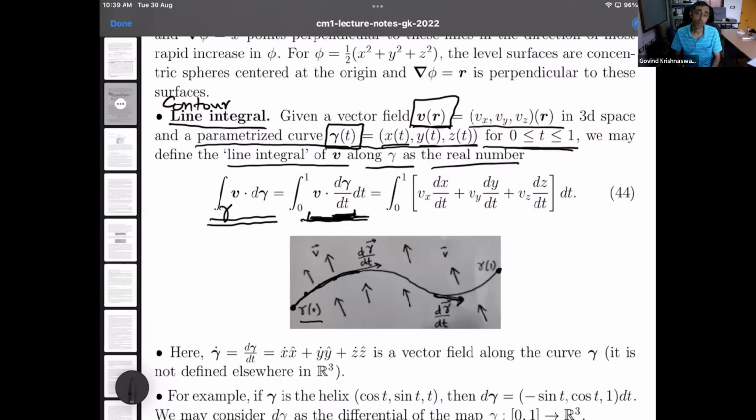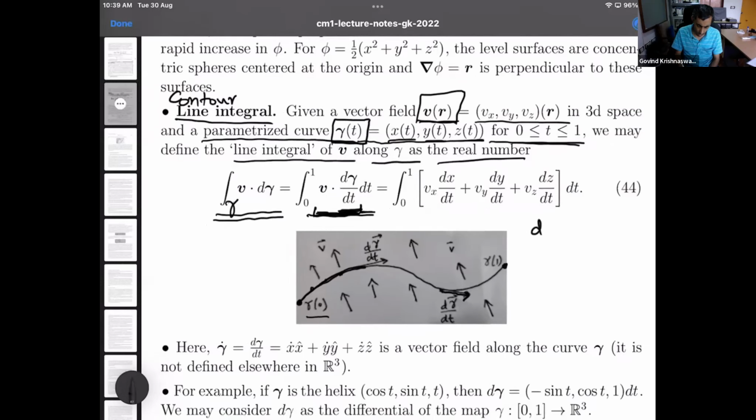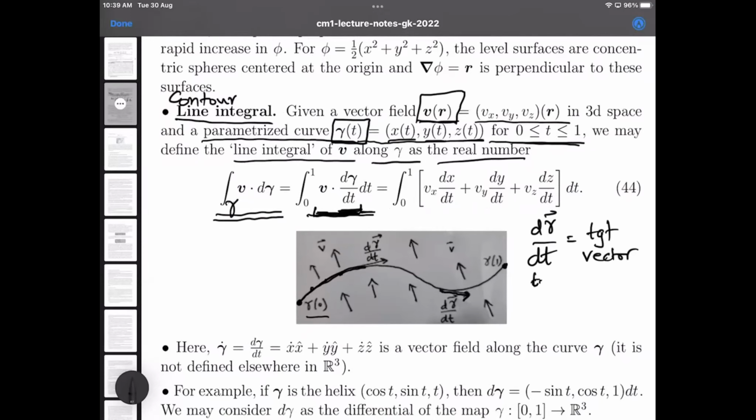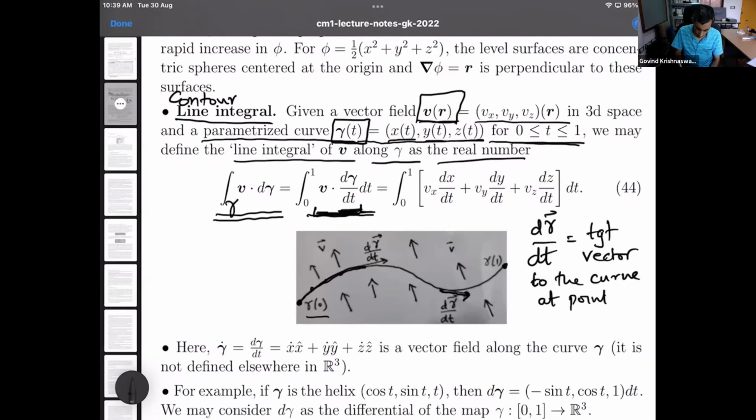If you think of this curve as the trajectory of a particle, so gamma of t is the position vector of the particle, then d gamma dt is the velocity vector of the curve, or the tangent vector to the curve at point gamma of t. So gamma is the position vector of the point along the curve. At that point, you've got a tangent vector. You've got another vector at the same point, namely the vector field V, which is also specified to you.